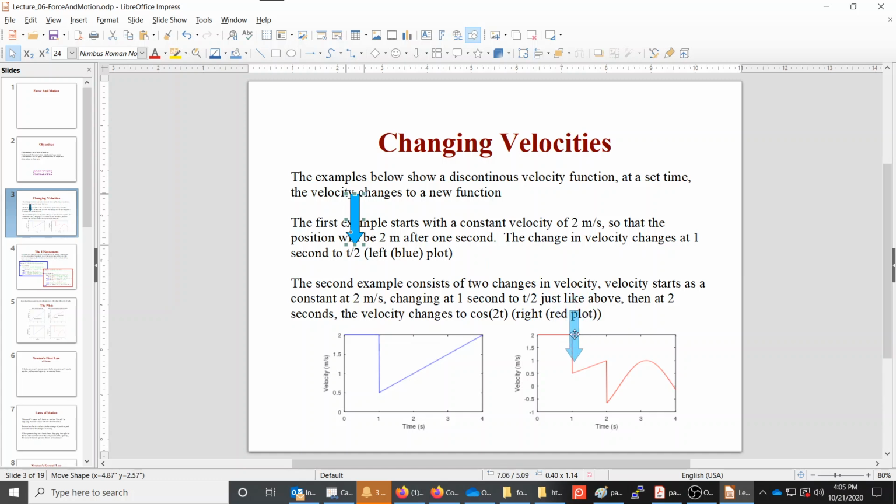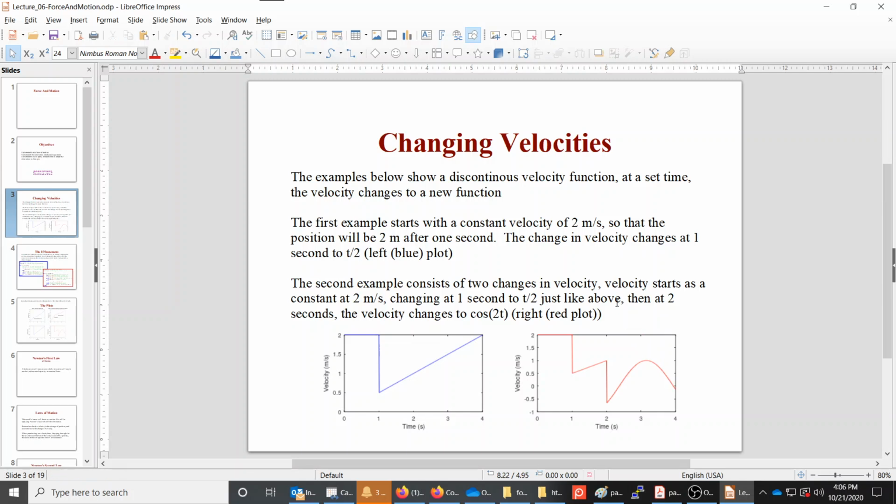In the second example over here in the red, we start off with the exact same change. We start with a constant of 2 for the first second, and then at 1 second we have the change, which is t over 2, exactly like on the left-hand side. But at the second change, which occurs at exactly 2 seconds, we get another complete function change, which is the cosine of 2t. So we get this cosine change happening here.